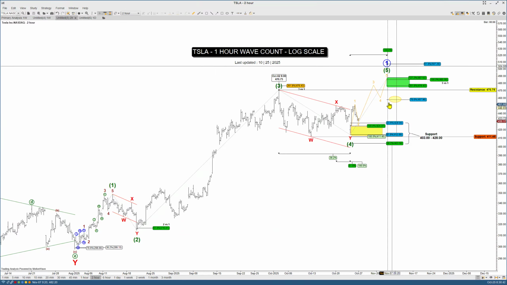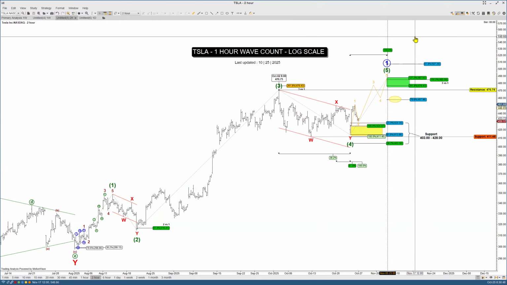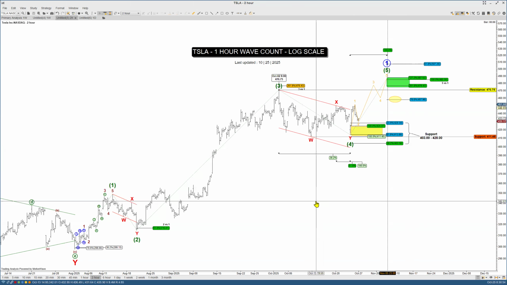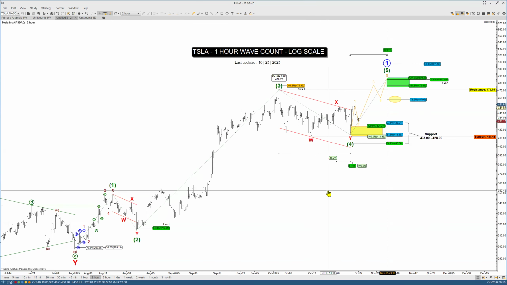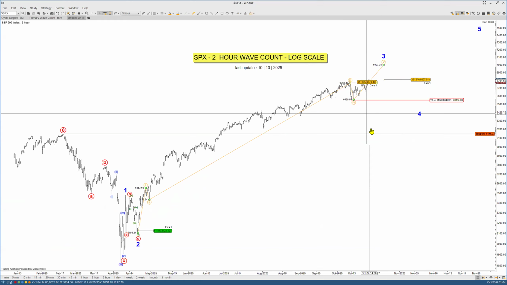So that's just a time projection to see if this makes its way up. So we got time. So we'll see what happens. Okay, moving on. Yeah, just on a wave count.